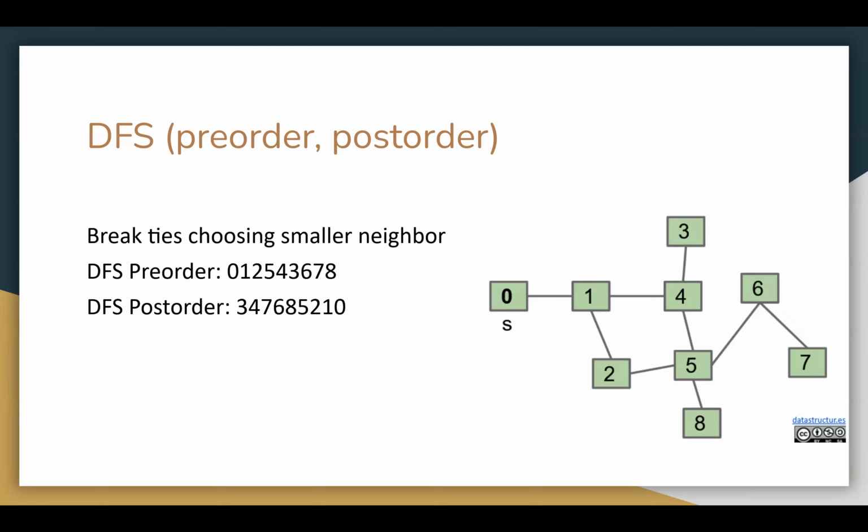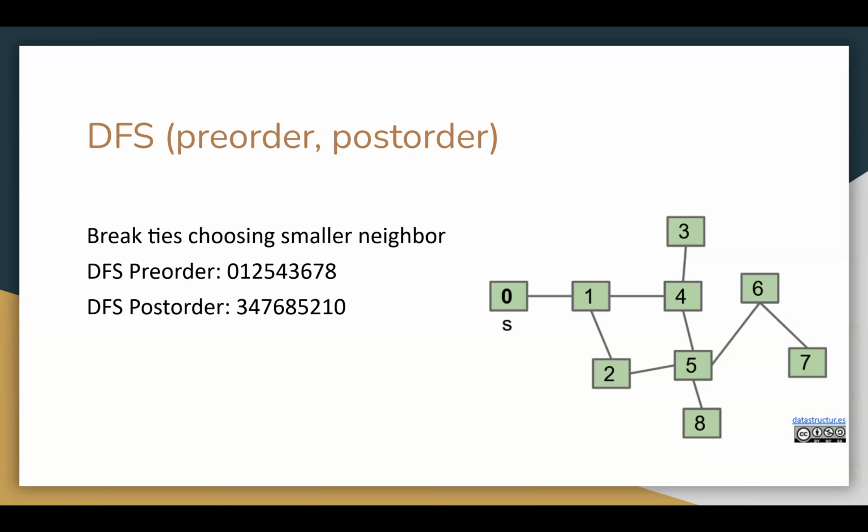And then for post order, we also choose to break ties choosing the smaller neighbor. So we will start again from the source, which is 0. For post order, we visit its neighbor first, and then we visit its node, right? So we start from 0, and then we go to 1, and from 1, we go to its smallest neighbor, which is 2, and then we go to 5, and 4, and 3, and notice at 3, it doesn't have any untraversed neighbors. So that's the first node that we are going to output or visit.